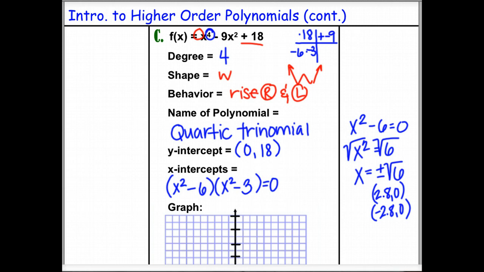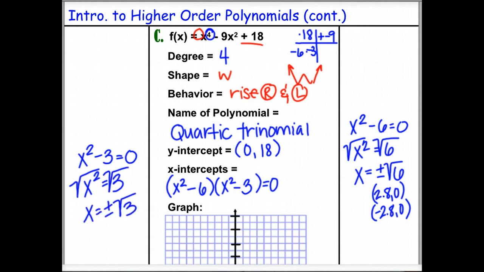Moving to x squared minus 3 equal to 0. I add 3 to both sides to get x squared equal to 3. Square root, and I get x is equal to plus or minus the square root of 3, which if you remember from before is approximately 1.70 and -1.70. So now we can start graphing these.